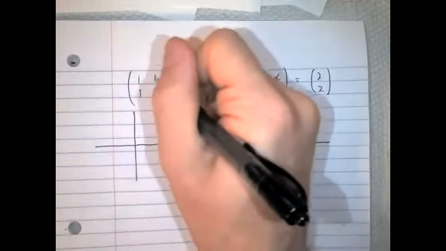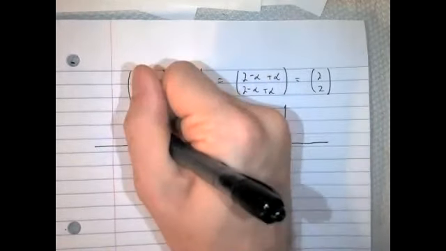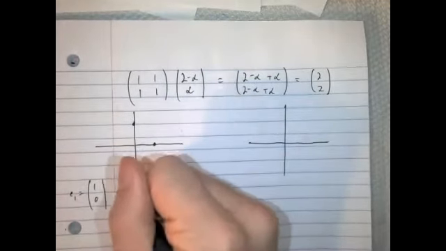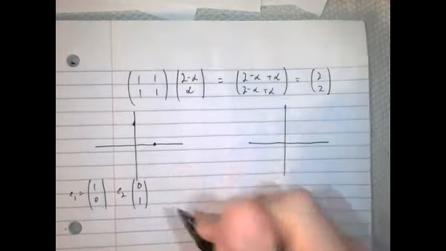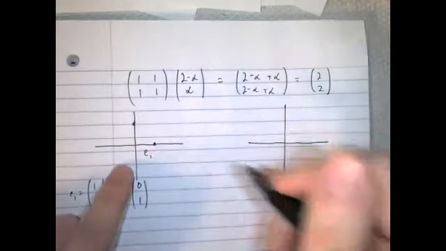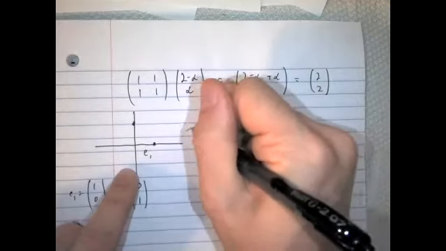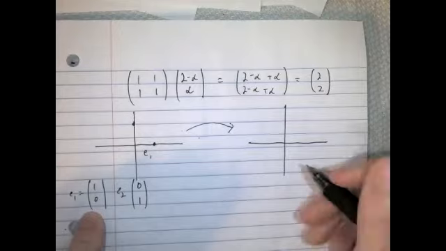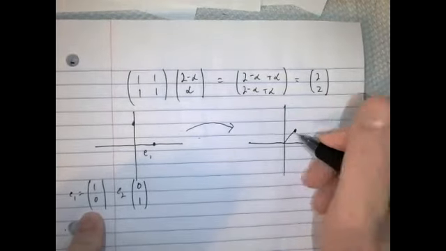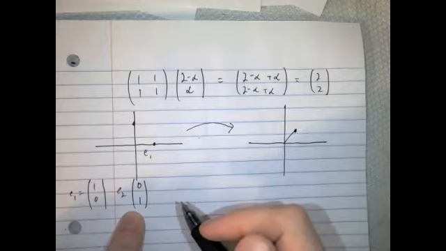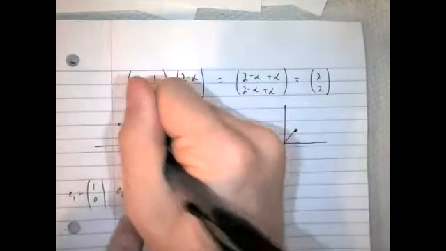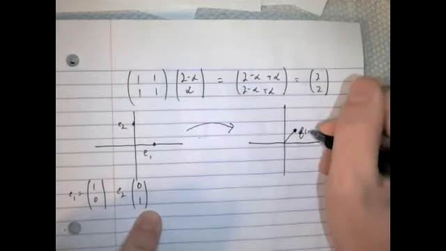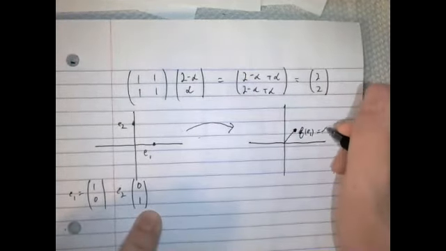What does the matrix 1, 1, 1, 1 do to the vectors e1 equal to (1, 0) and e2 equal to (0, 1)? Where does e1 get sent to? (1, 1). Where does the vector e2 get sent to? Also (1, 1). This is f of e1. This is also equal to f of e2.